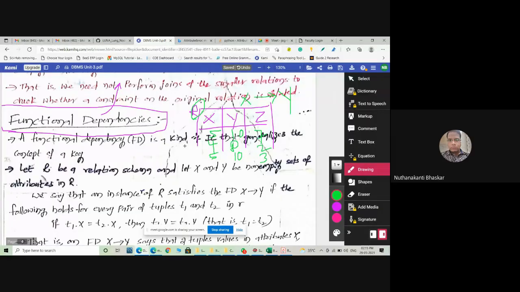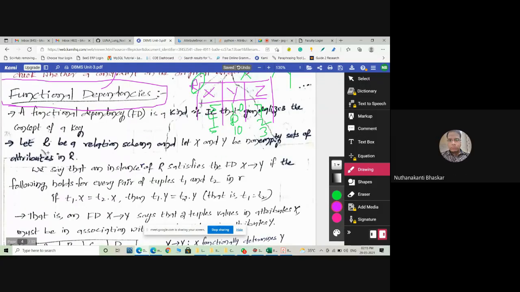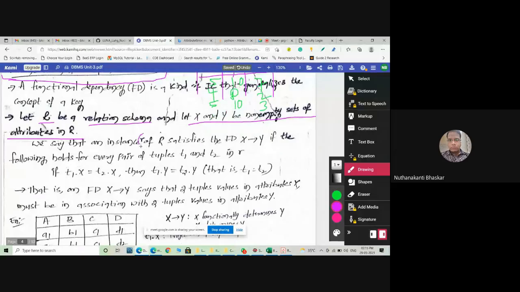Understand? As per the last class, the same thing I discussed here. Clear? Now let R be a relation schema, and X, Y be non-empty sets of attributes in R. Non-empty means it contains some tuples. We say that an instance of R satisfies the FD X determines Y if Y depends on X, that is, all Y values depend on X values.